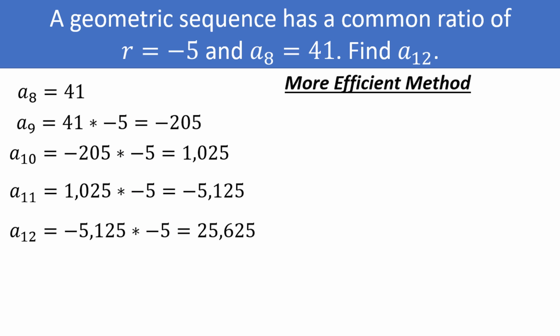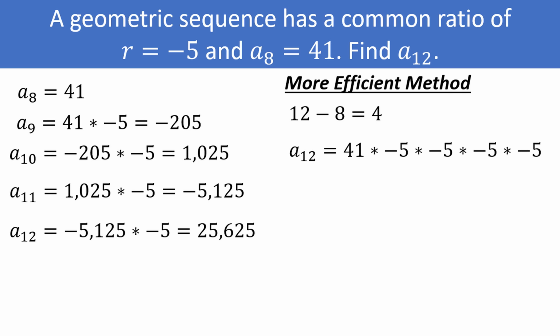So a shortcut is to take the difference in the subscripts and multiply by the ratio that many times. For us, we have 12 minus 8, which is 4. This is the number of times 41 needs to be multiplied by -5 to reach the 12th term. We have 41 times -5 times -5 times -5 times -5, which is the same thing as 41 times -5 to the 4th power, which again is 25,625.